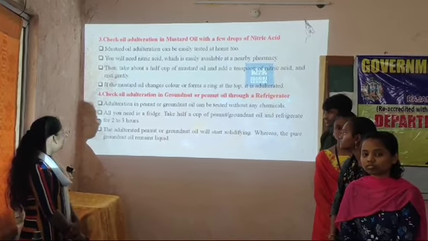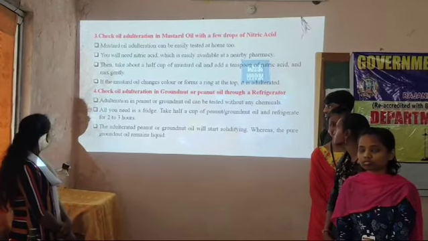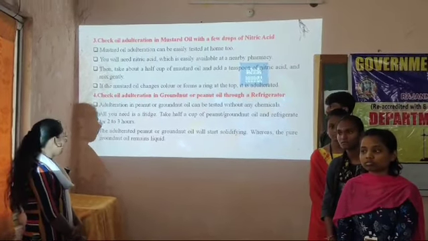Check oil adulteration in groundnut or peanut oil. Take half a cup of peanut groundnut oil and put it in the refrigerator.